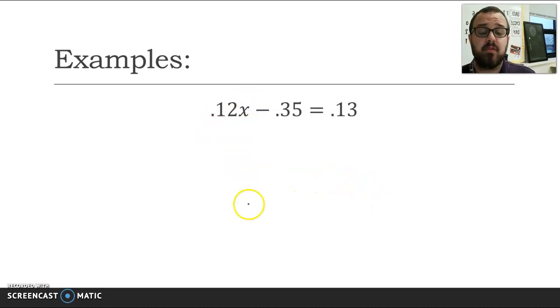Here's another example. This time I look through and I see that my smallest decimal is the hundredths. In fact, each of these is to the hundredths place, right? So I'll be multiplying each one by 100. Effectively, that's going to be moving all of my decimal places twice. So I move these over.